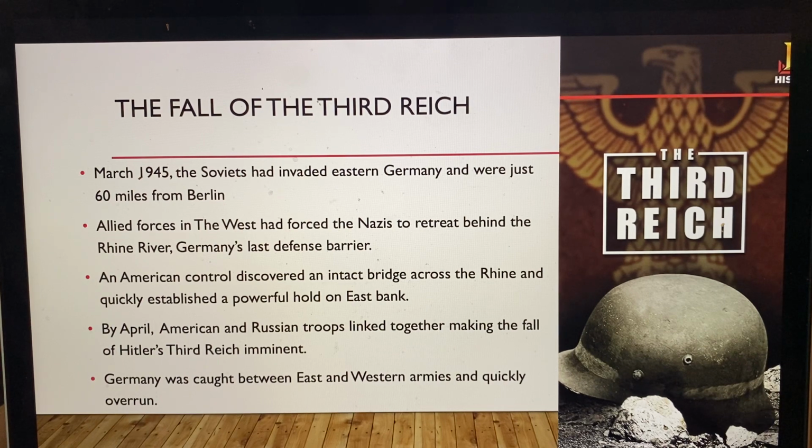Germany was caught between the Russians in the East, and the Americans and the British and the French in the West, along with Canadian and Australian troops too on that side, and was quickly overrun.